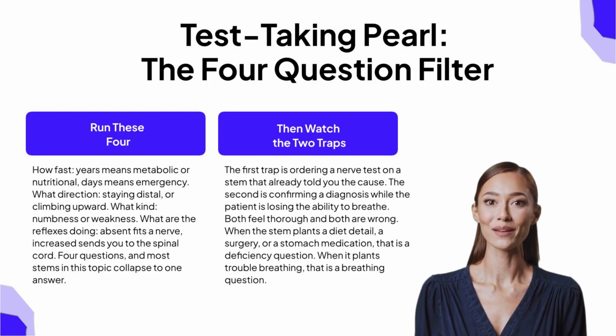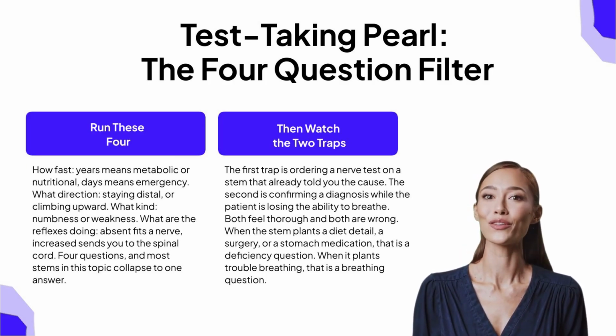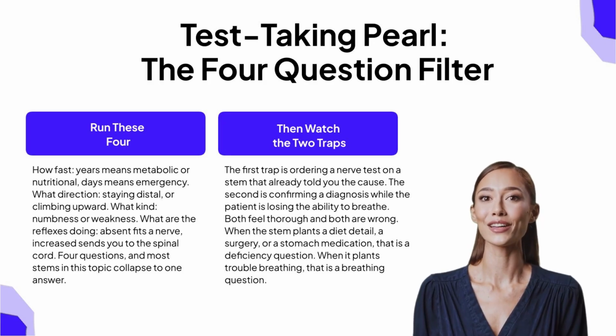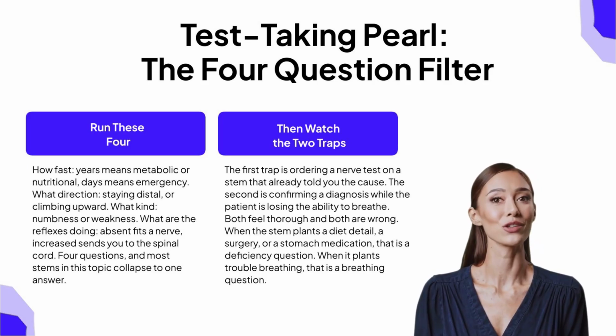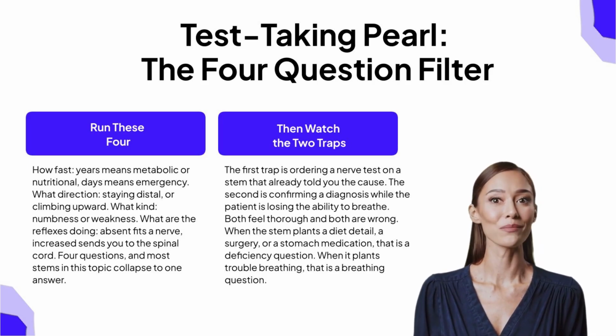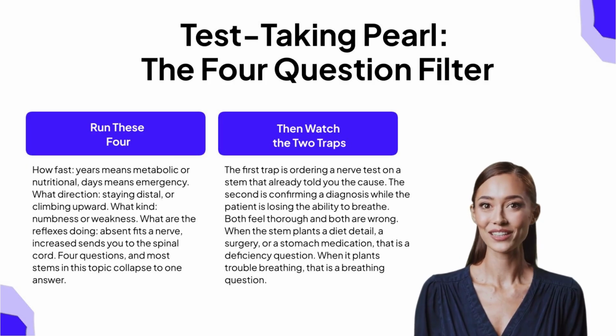Then watch the 2 traps. The first is ordering a nerve test on a stem that already told you the cause. The second is confirming a diagnosis, while the patient is losing the ability to breathe. Both feel thorough, and both are wrong. When a stem plants a diet detail, a surgery, or a stomach medication, that is a deficiency question. When it plants trouble breathing, that is a breathing question.